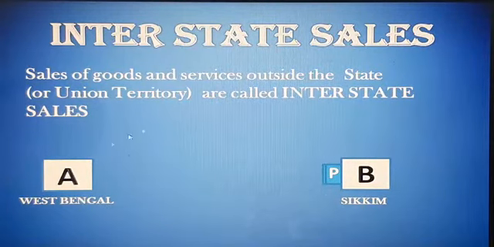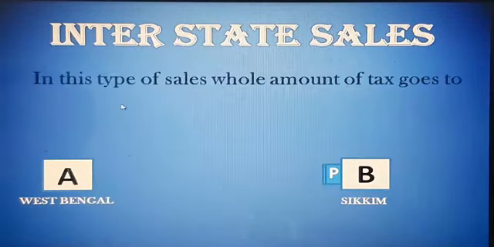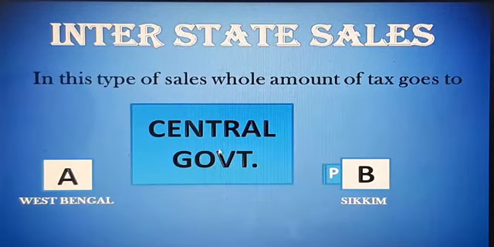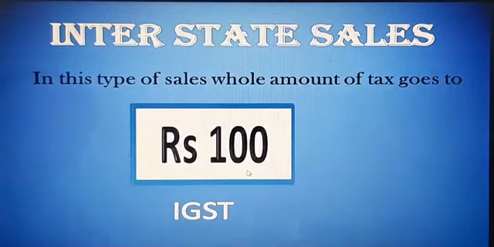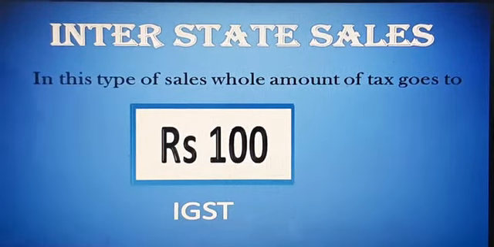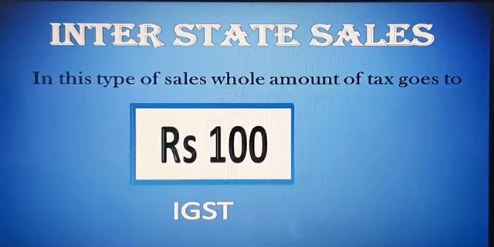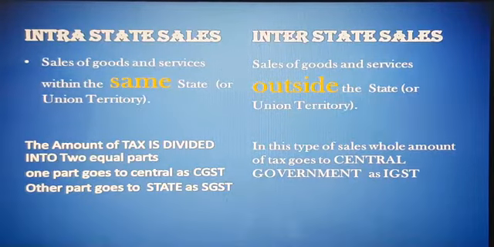So this type of sale is known as interstate sales, and in this type of sale the amount of tax received goes to the central government as IGST, Integrated GST. In our example, rupees 100 is the tax, so this whole amount goes to the central government. IGST is imposed on import of goods and services into India and on exports of goods and services outside India also.